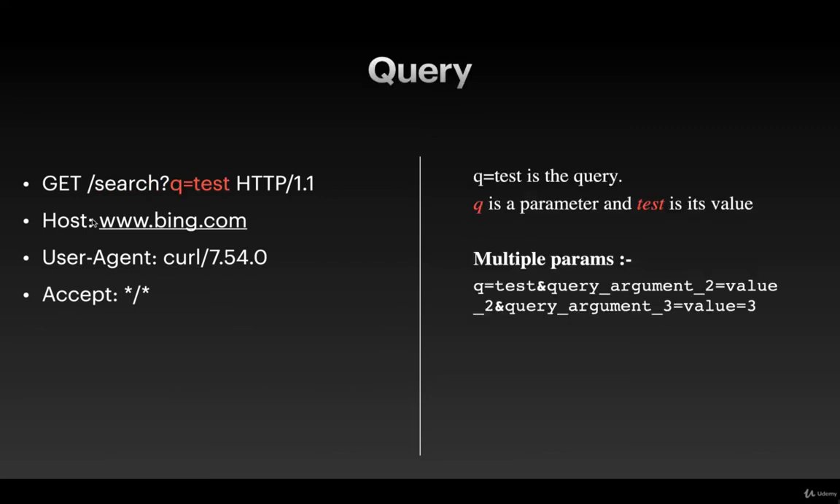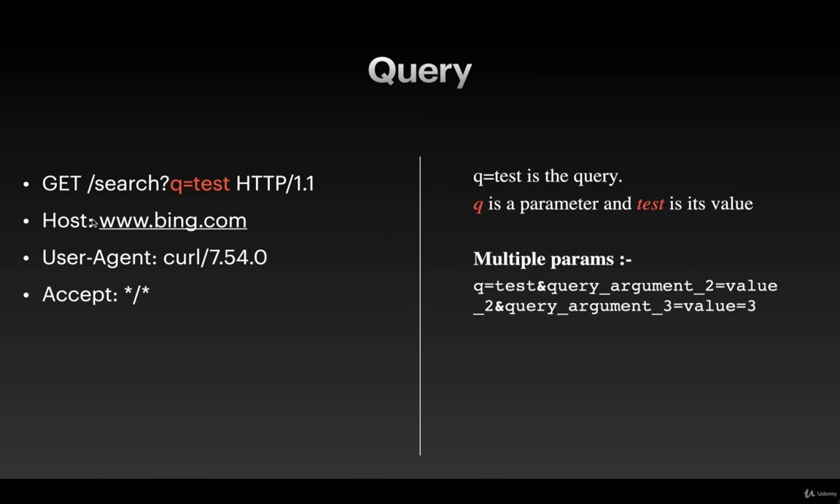The next is the query, which you can see is q=test, wherein q is the parameter and test is the value of that particular parameter. Remember that in many applications you may see multiple parameters, like q=test and, with an & operator joining them, query_argument_2 equals the value of that second argument, then the third parameter and its value. So this way you can see multiple parameters.